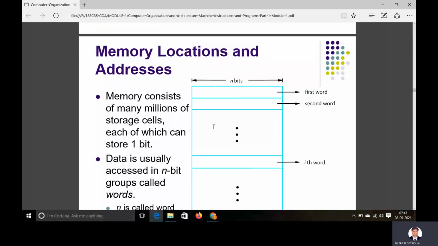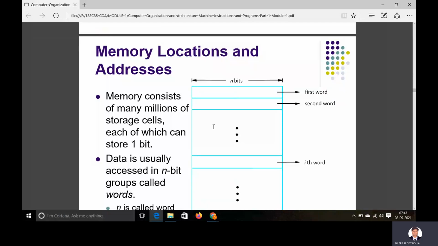Before we discuss this diagram, let us have an overview of the memory. Usually the computer will store the data in the form of instructions in the memory. This data can be in the form of numbers or characters. The memory will consist of many millions of storage cells. It has a lot of storage cells, in fact.